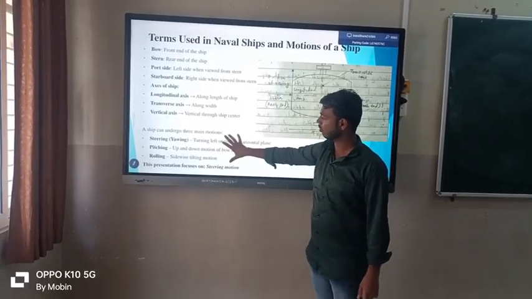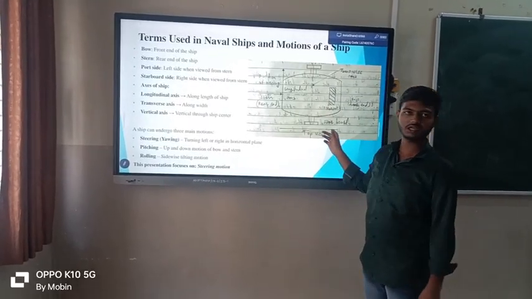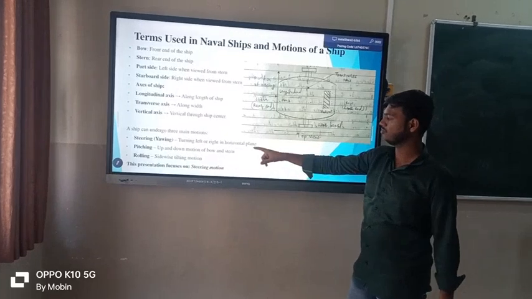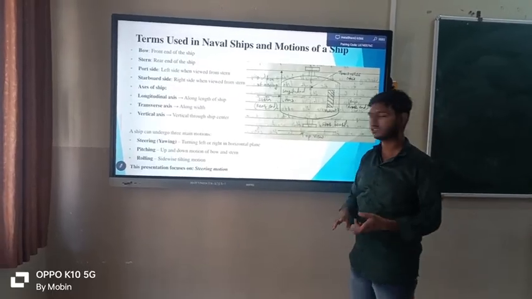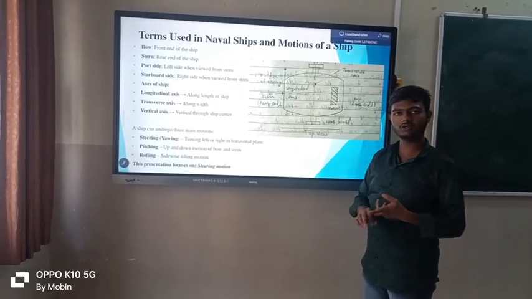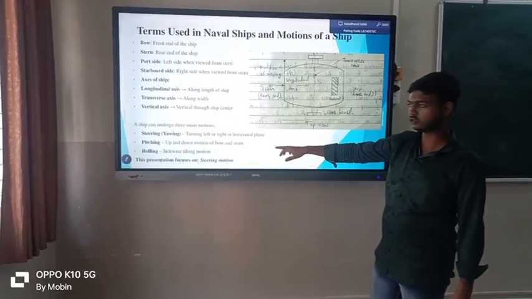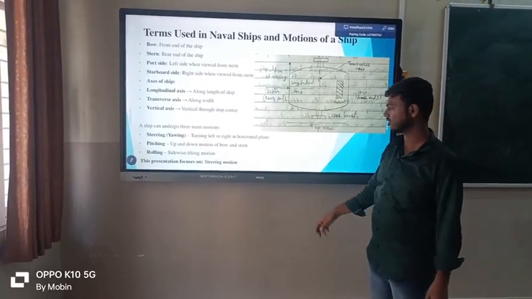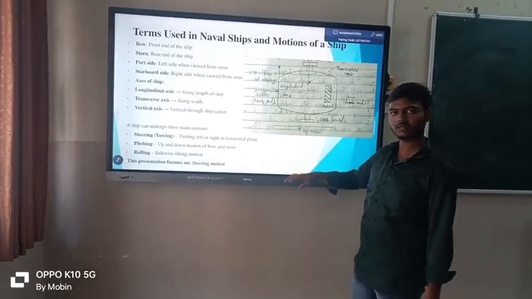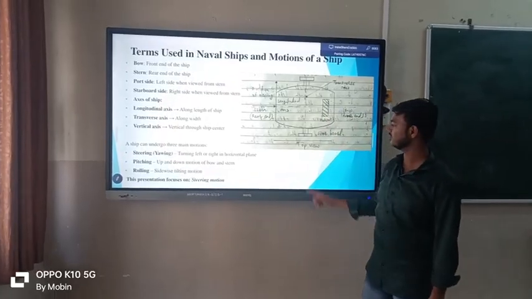And what are the motions that a ship undergoes? First one is steering motion, which we are going to see, then pitching motion and rolling motion. Steering motion takes place due to turning right or left. In pitching motion, up and down motion of the ship takes place, and rolling motion is the sidewise tilting of the ship. In this presentation, we are going to focus on steering motion only.